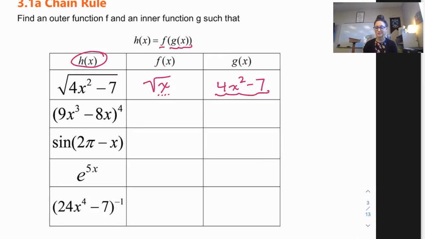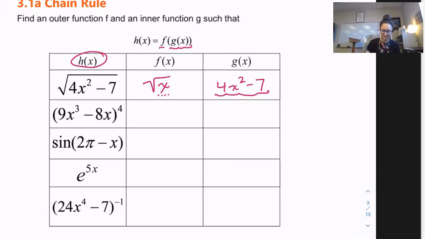By no means is that the only way to do it. I could have done, for example, square root of x minus 7, and let g of x be 4x squared. That would have worked as well, but maybe somewhat more obscure. So we're kind of going for the most obvious inside and outside functions, if you will.